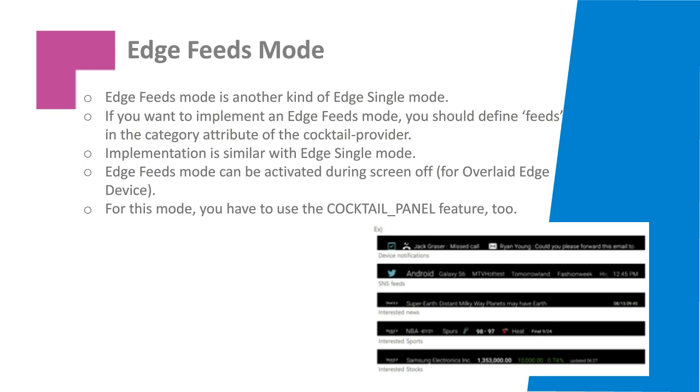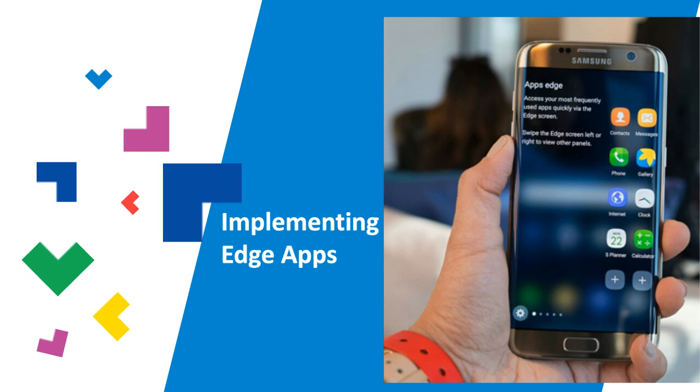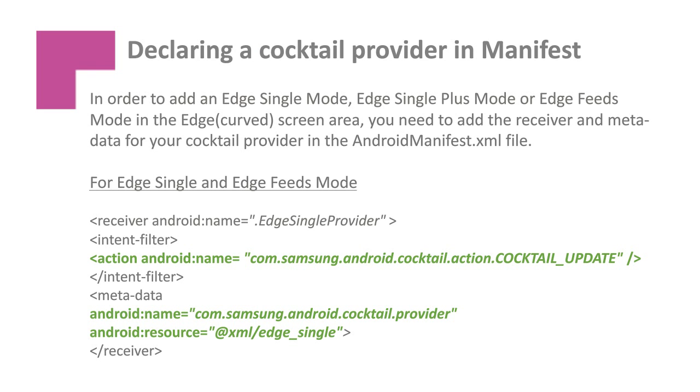Let's move on to the next slide. So, implementing an Edge application. Let's get into the details. First we'll talk about the manifest file. This entire Edge application is based on remote views, and we have a class SlookCocktailProvider. That's where you write all the code related to your Edge panel application.